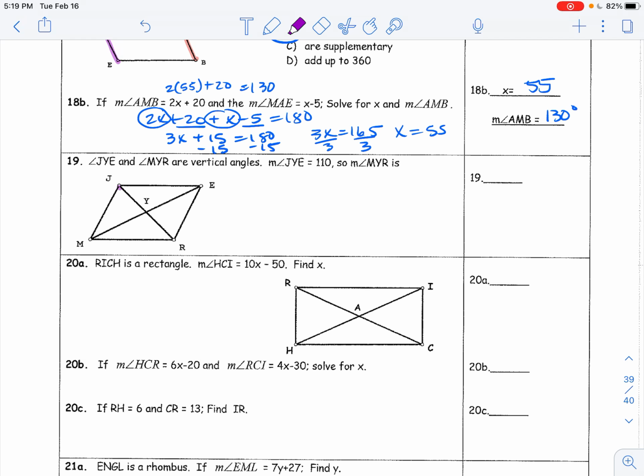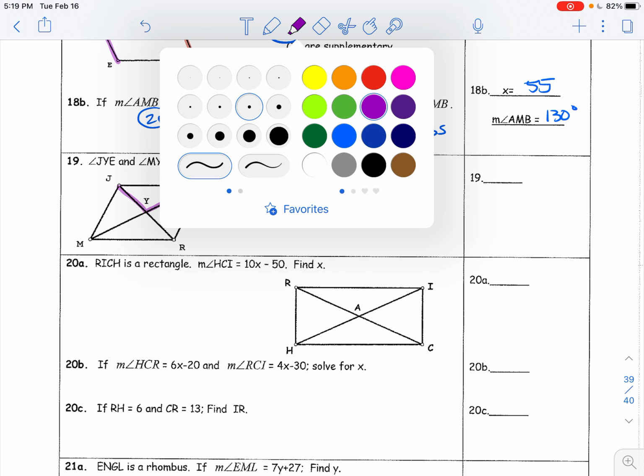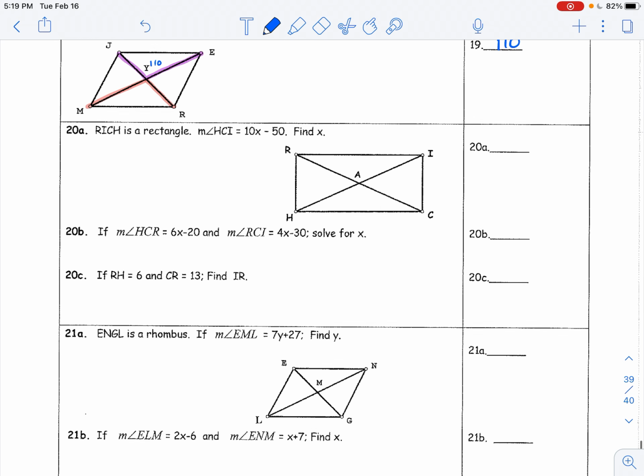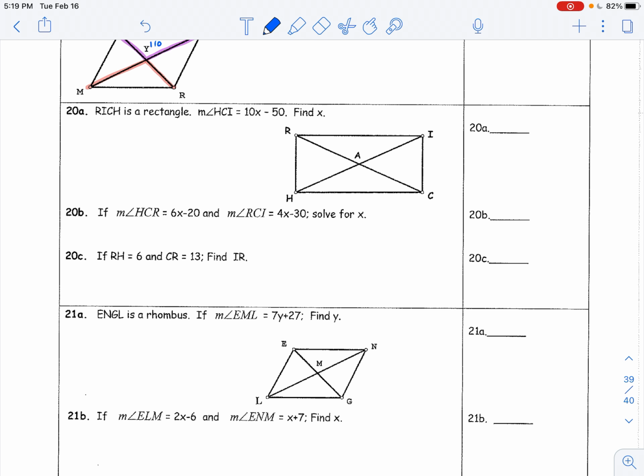Question 19, JYE. All right, so let's highlight that. J to Y to E. And we're also looking at M to Y to R. These are vertical angles. If the measure of JYE is 110, so MYR is also 110 because we know vertical angles are congruent.